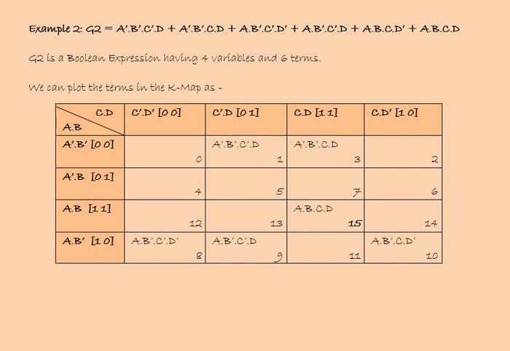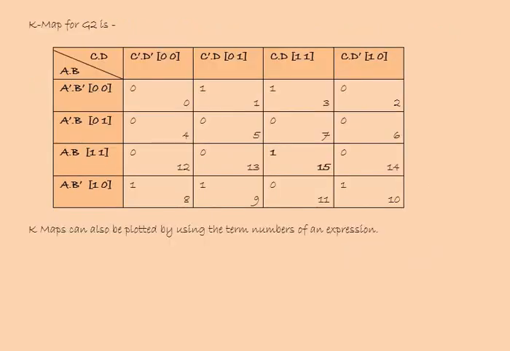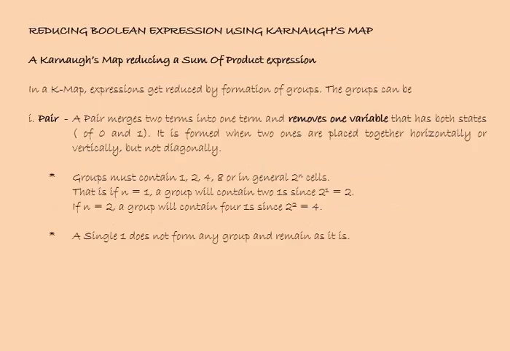Now look at this carefully. You will be able to identify those terms. You may pause the video or go back a bit, and then you can see how the plotting is done. And then the next thing to be done is reducing a Boolean expression using Karnaugh's map.